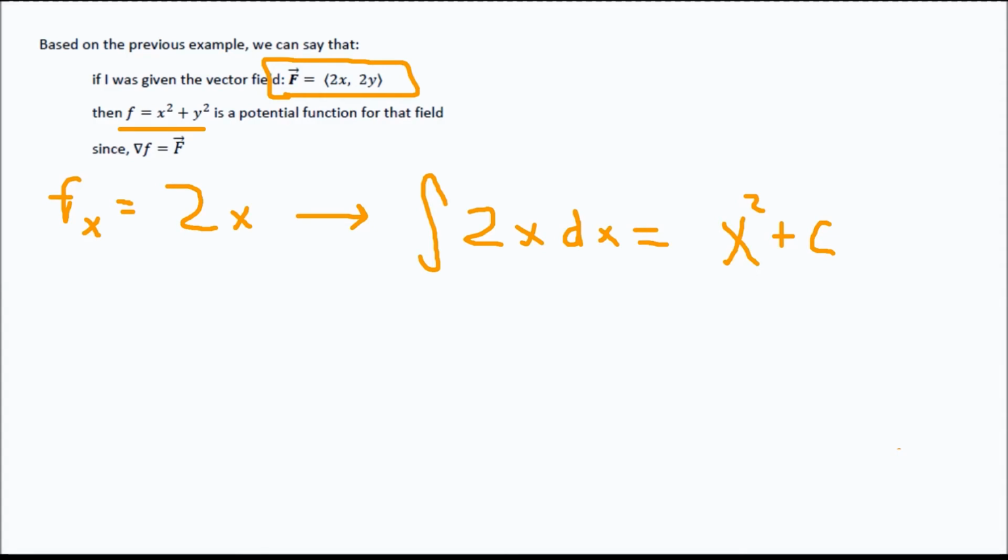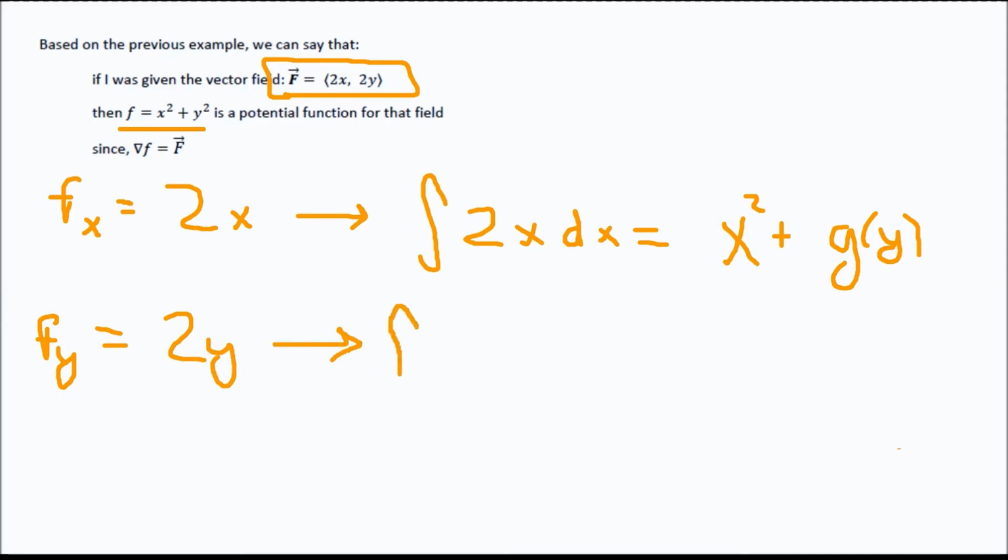Except, wait, it's not actually plus c because we're talking about functions of multiple variables. So instead of plus c, this is going to be a function of that other variable, in this case, a function of the variable y. And typically we use g of y to represent that. Now we work with the other part, f partial y, assuming that is the partial. So that was 2y. And very similarly, integrate now 2y with respect to y, which gives me y squared plus c. Except, wait a minute, we just said it's not plus c. In this case, it's going to be a function of my other variable, so it's going to be a function of x, or in this case, h of x.